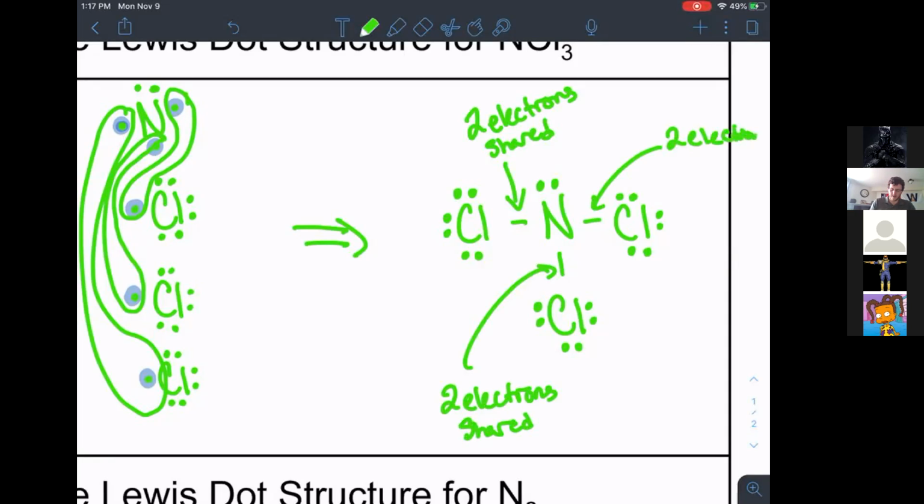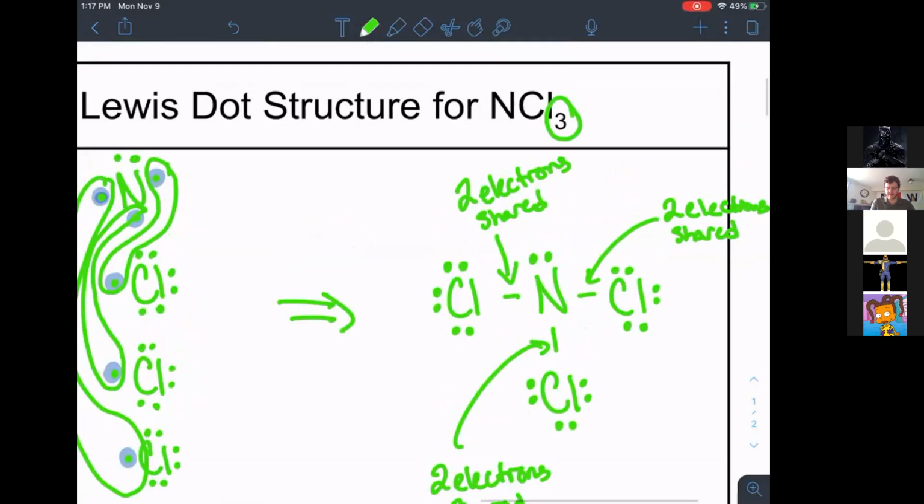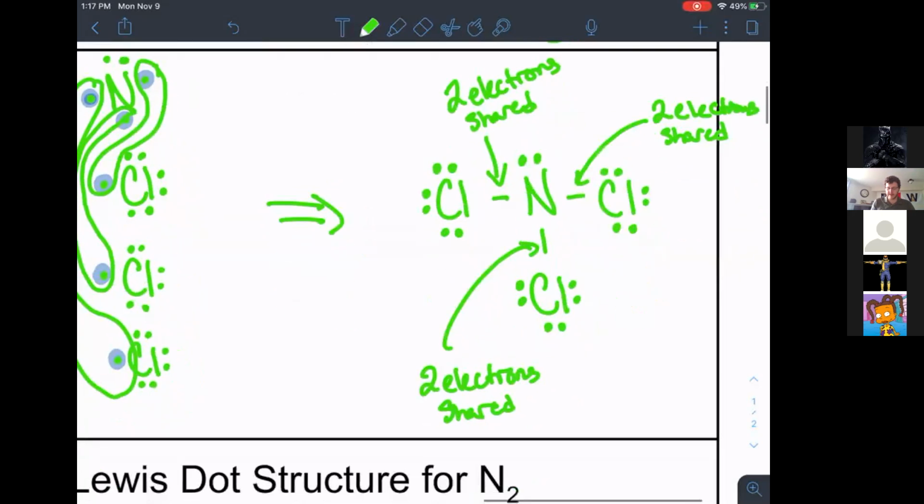But don't we need to share 3? What do you mean, share 3? Because that's why the 3 is there, or no? So that means that there are 3 chlorines. So 3 Cls, which are these right here.